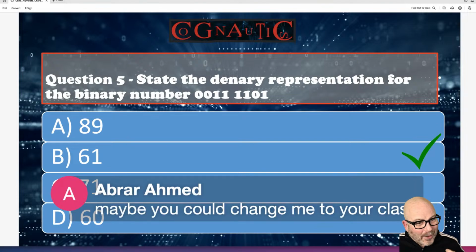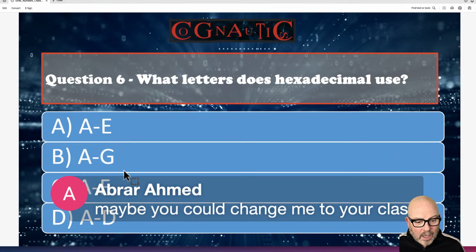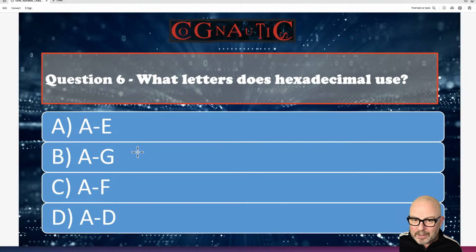Right, forward. Let's go on. Let's do this one too. Okay, what letters does hexadecimal use? This is very easy. But obviously, if you don't know it, the whole thing becomes quite difficult. If you're going to use letters from A to Z, that could be problematic quite early on.